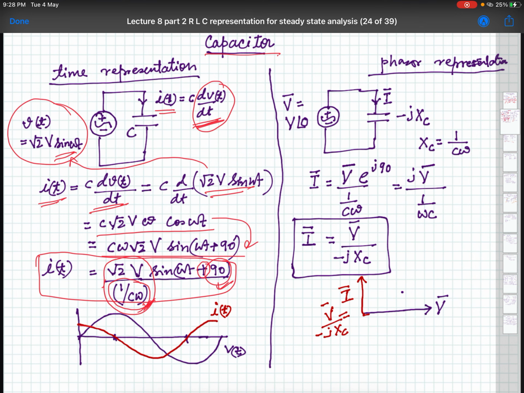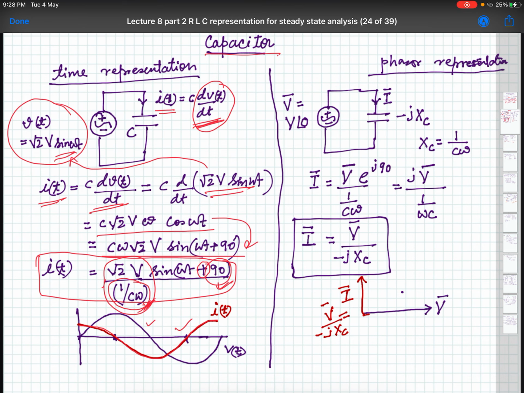So if you see, this is the waveform of current, IT, and this was the source waveform. So this is how the voltage and current variations are there in the case of a capacitor.